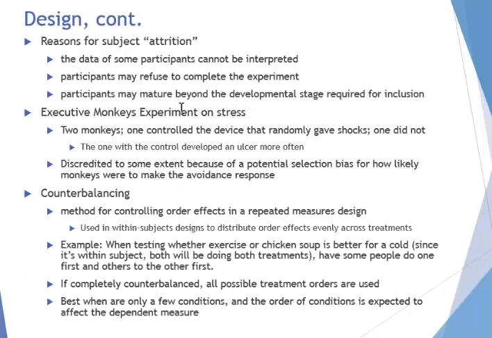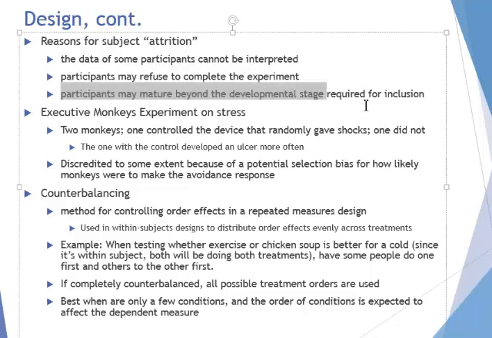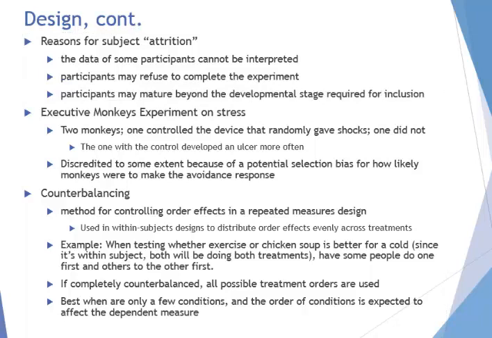Some other issues regarding design. First of all, you've got this attrition problem, and the attrition problem is that people drop out. People sometimes drop out, or either they drop out or their data doesn't work. It could be because their data can't be interpreted for whatever reason. They may refuse to complete the experiment, or they may mature beyond the developmental stage required for inclusion. If you're testing the effects of Ritalin on children, then maybe the person outgrows that mindset where it would be relevant.